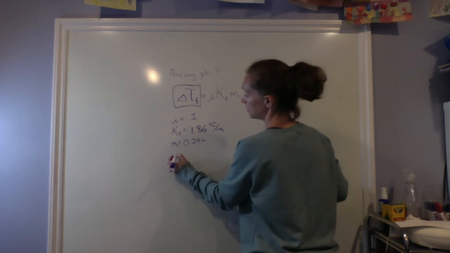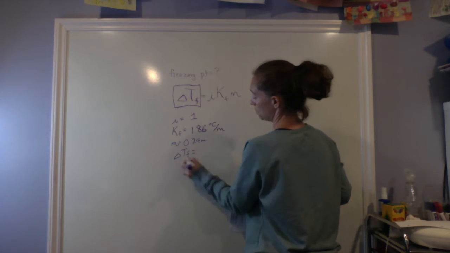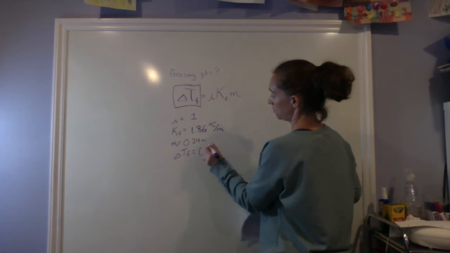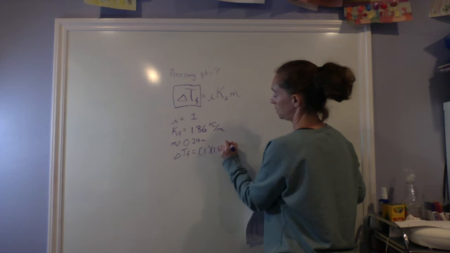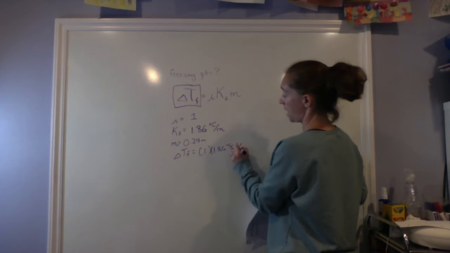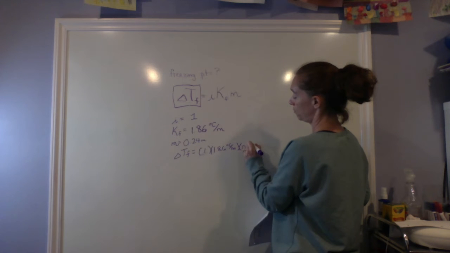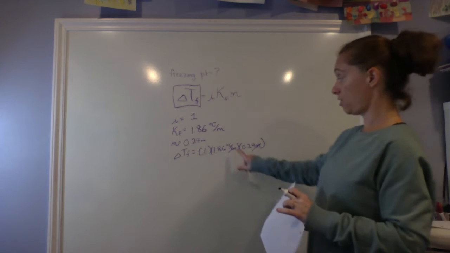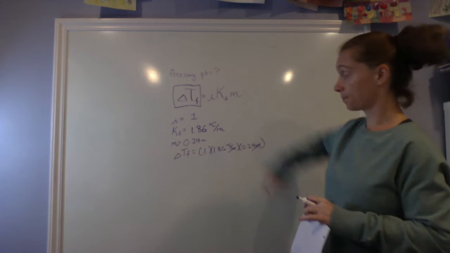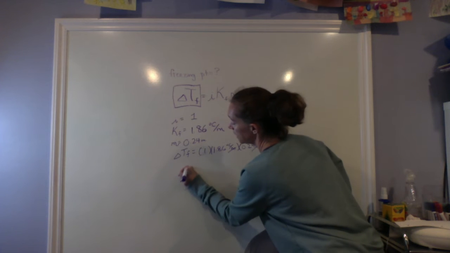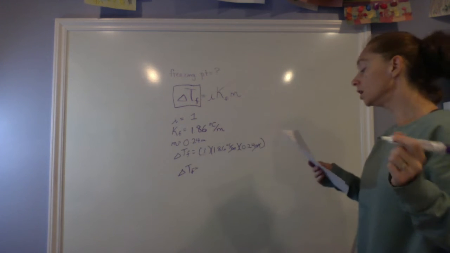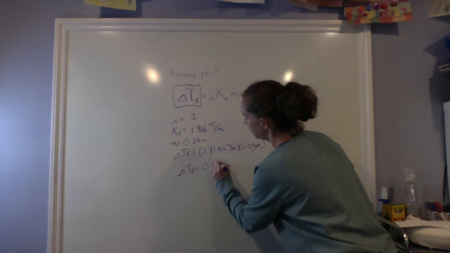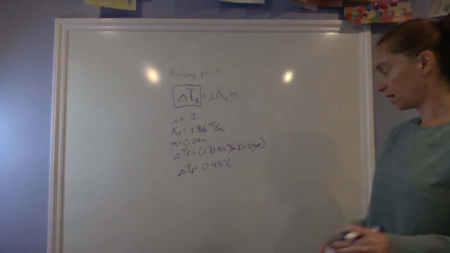Okay, well that's easy. Delta T_f equals, we know what i is, so it's 1 times 1.86 degrees Celsius per mole times molal, 0.24. You see that your molals will cancel, and you'll be left with a unit of degrees Celsius. So if you plug this in, delta T_f equals, what does it equal? 0.45. 0.45 degrees Celsius.